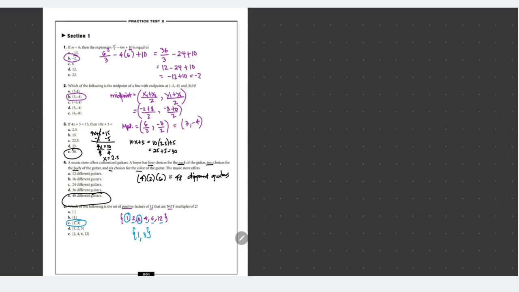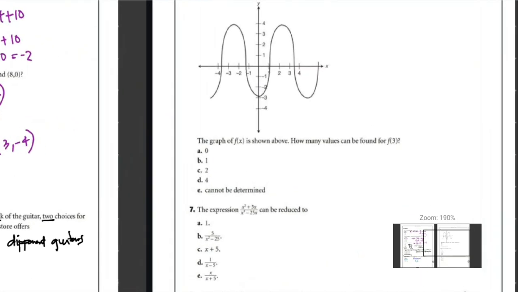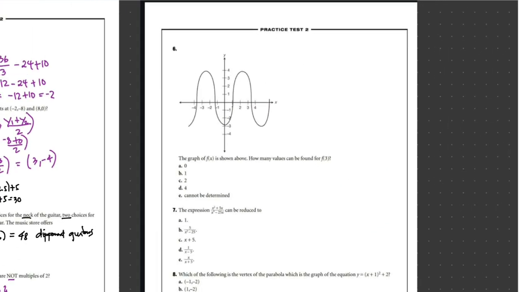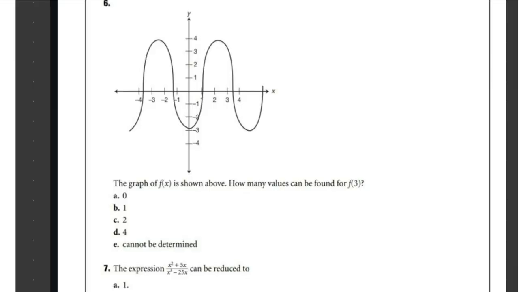Okay, we move to number 6. The graph of f of x is shown above. How many values can be found for f of 3? F of 3 when x is equal to 3 here. You take note here that the question asks you for the number of values of f of 3. What is the value of y when x is equal to 3?